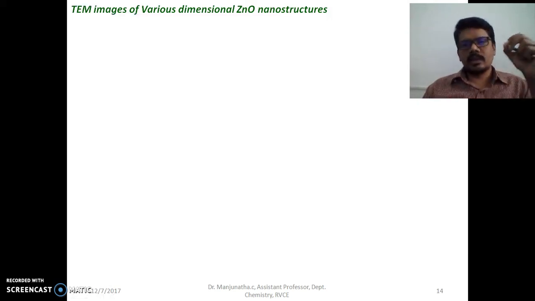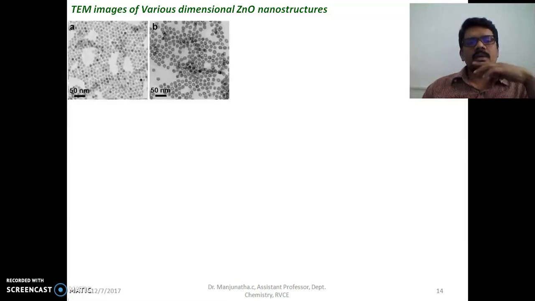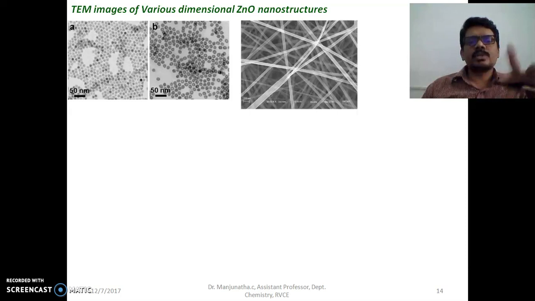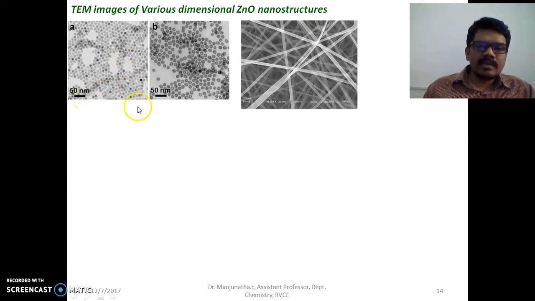Let us look at some of the real particles. For example, zinc oxide, which has grown in all three dimensions, and the 10 images displayed here are the real pictures of zinc oxide. These first two figures are the examples of zero-dimensional zinc oxide material. And look at this, the size is less than 50 nanometers in all dimensions, and they are spherical in nature. So therefore, it is a zero-dimensional material.